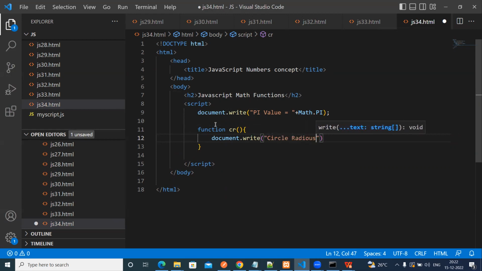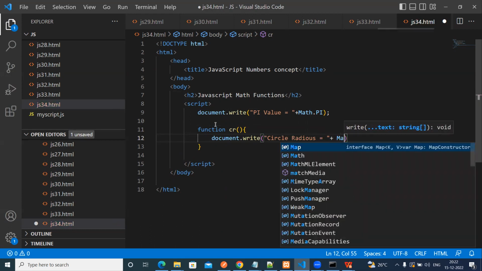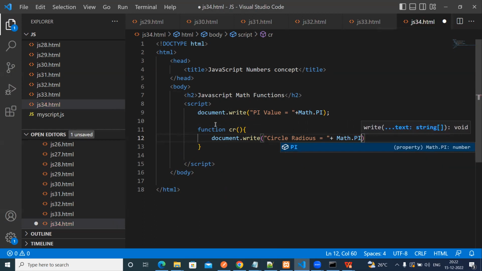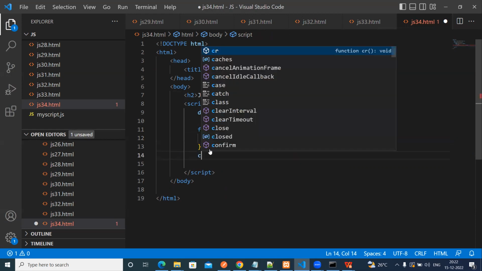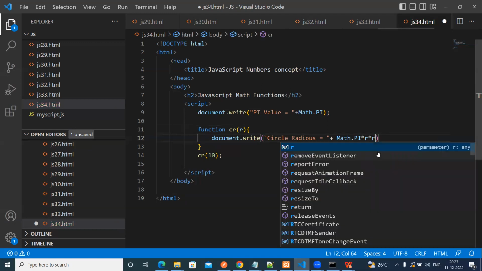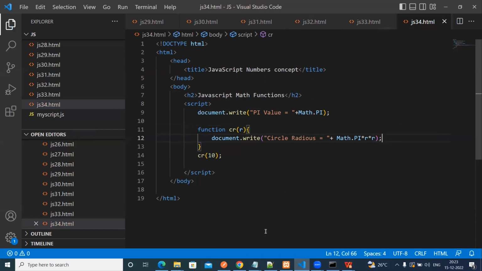circle radius equal to, so then plus, Math.PI r square, right? So we have to pass the radius while calling this function cr, then 10. Okay, this is the radius value I am passing dynamically. So now this is the r, right? So radius, then r into r, r again r, right? So now we will get the circle radius.